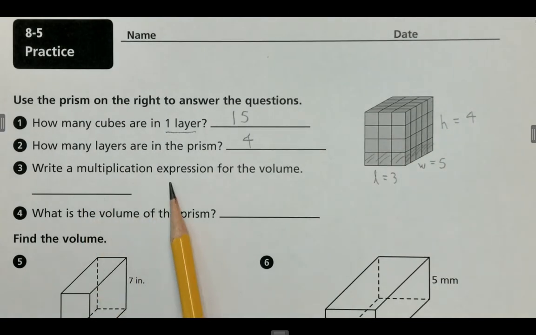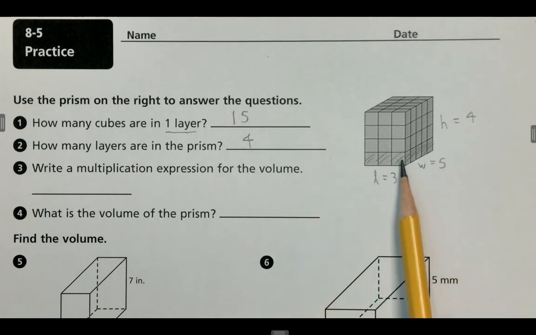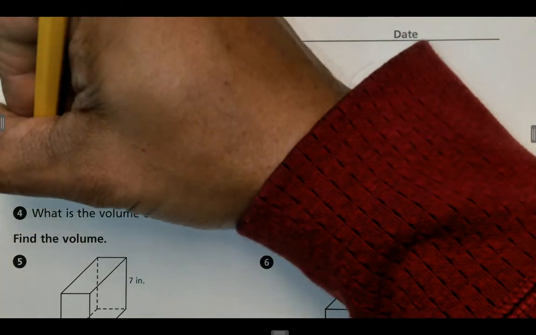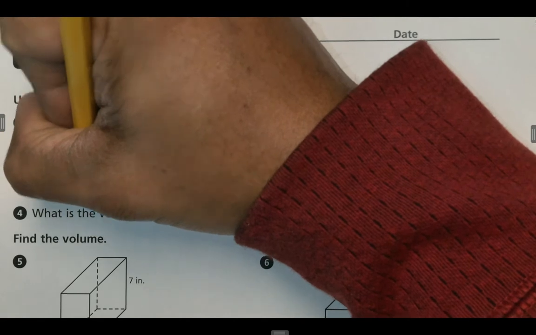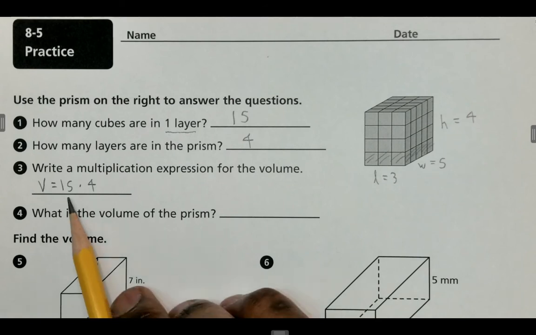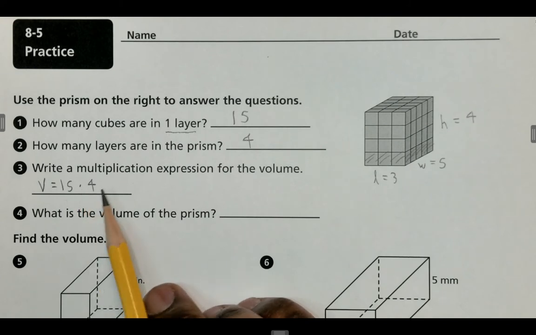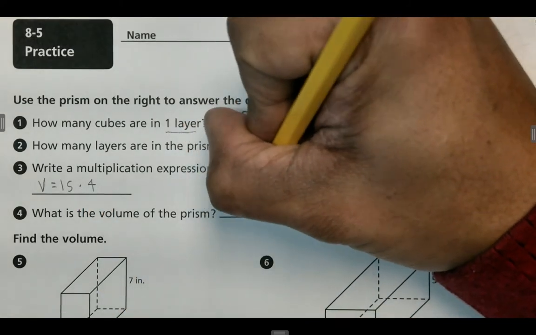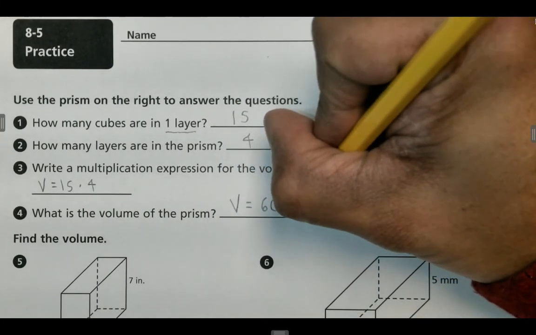Write a multiplication expression for the volume. Well, if each layer is 15 cubes and I've got 4 layers, then my volume could be shown as 15 multiplied by 4. And finally, what is the volume? Well, can you do this as mental math? You know 15 times 2. Can you double it again to get 15 times 4? Volume is 60 cubes.